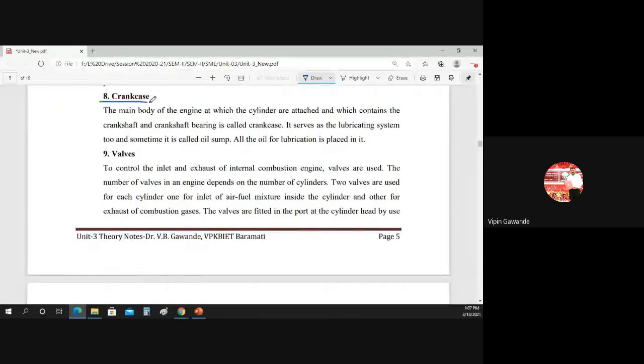So next we'll see first the crankcase. Because we have here the crankcase, something like this. So this is our crankcase. Now what is this crankcase? The main body of the engine at which the cylinders are attached and which contains the crankshaft and crankshaft bearing.